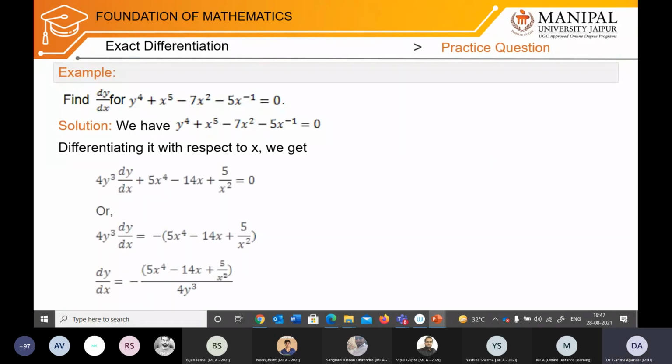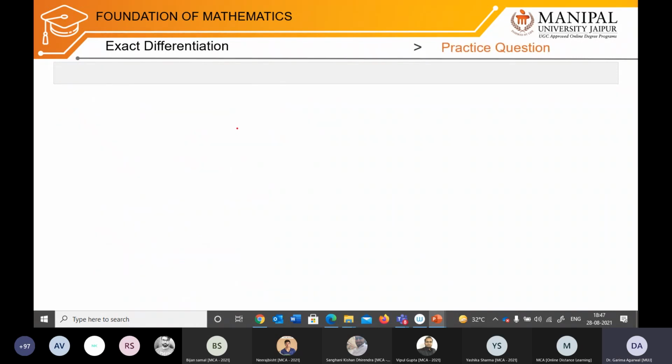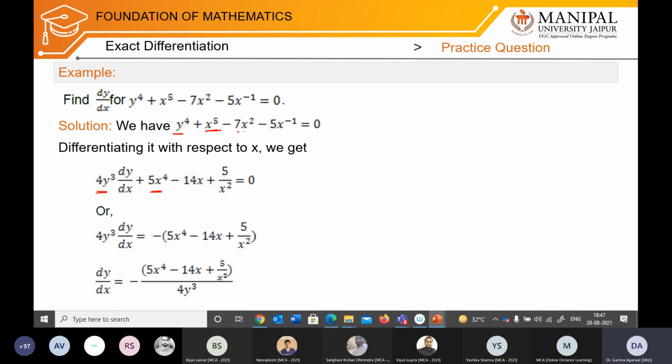Here we have one more example. We need to find the derivative of this function. So the differentiation of y raised to 4 is 4y cube dy by dx. The differentiation of x raised to 5 is 5x raised to 4. The differentiation of x square is 2x, and the differentiation of 1 by x is minus 1 by x square. Then we find the value of dy by dx by shifting all the terms to the right hand side.